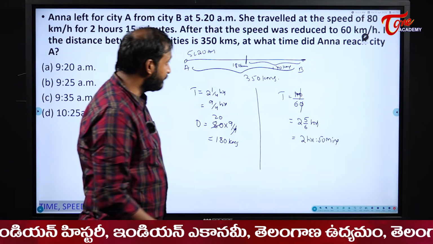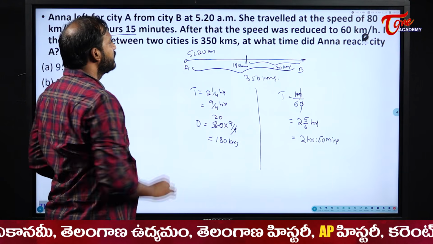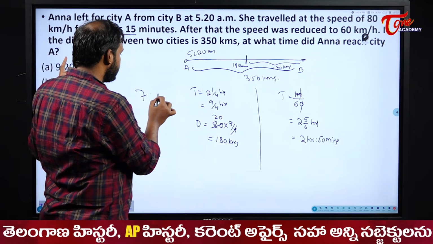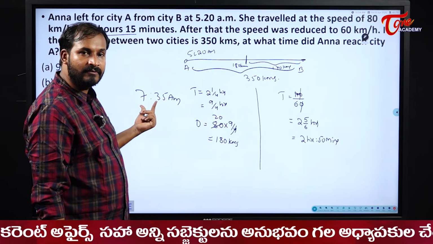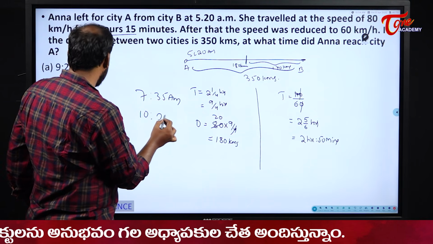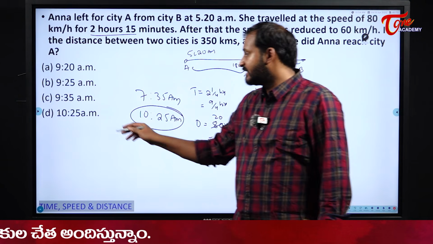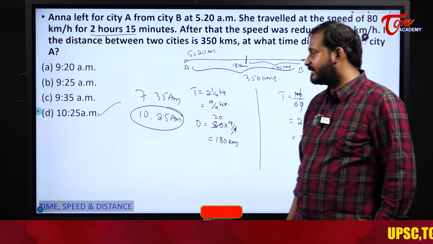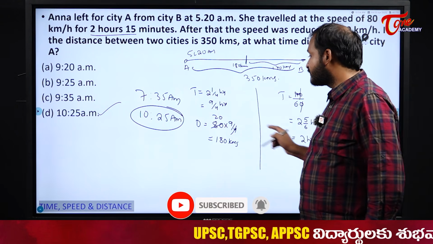Now please observe this timeline. 5:20 a.m. plus 2 hours 15 minutes, it will become 7:35 a.m. And to this I need to add 2 hours 50 minutes. If I add 2 hours, it will become 9:35, and then it will become 10:25 a.m. That means overall, she reached city B at 10:25 a.m. Okay, understood? 2 hours 50 minutes.